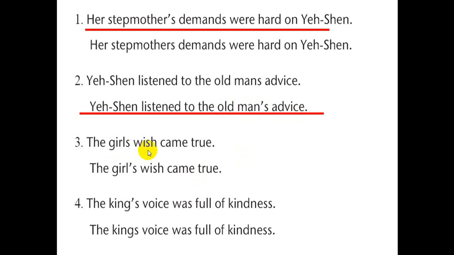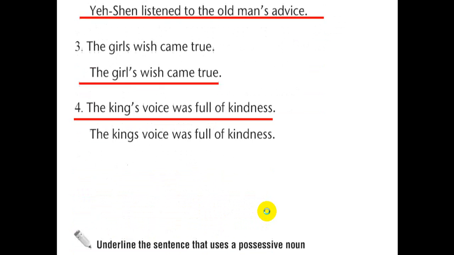The third one, the girl's wish came true. The girl's wish came true. Which one is true? The second. Why? Because I add only apostrophe S to make this wish for the girl. I have only one girl. Okay, so I add apostrophe S. The king's voice was full of kindness. The king's voice was full of kindness. I'd like to make this voice for the king. I add apostrophe S to the king. Easy. So this one is correct. The king's voice was full of kindness because he was a kind king.